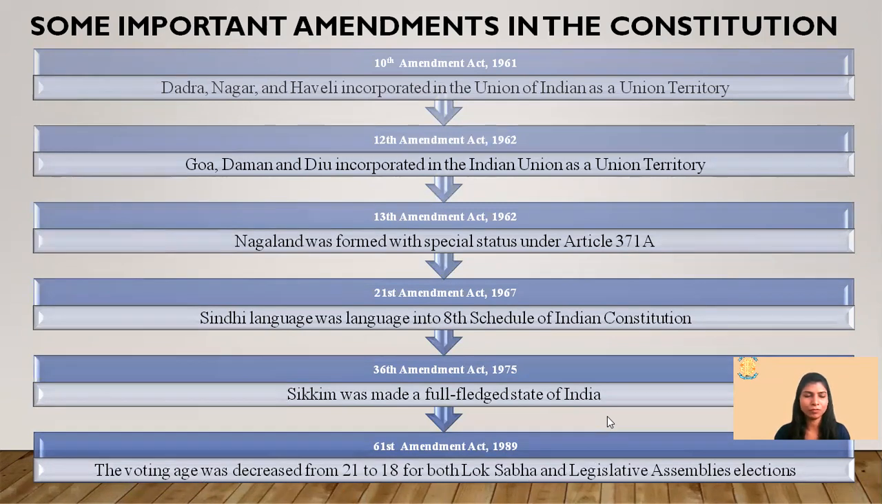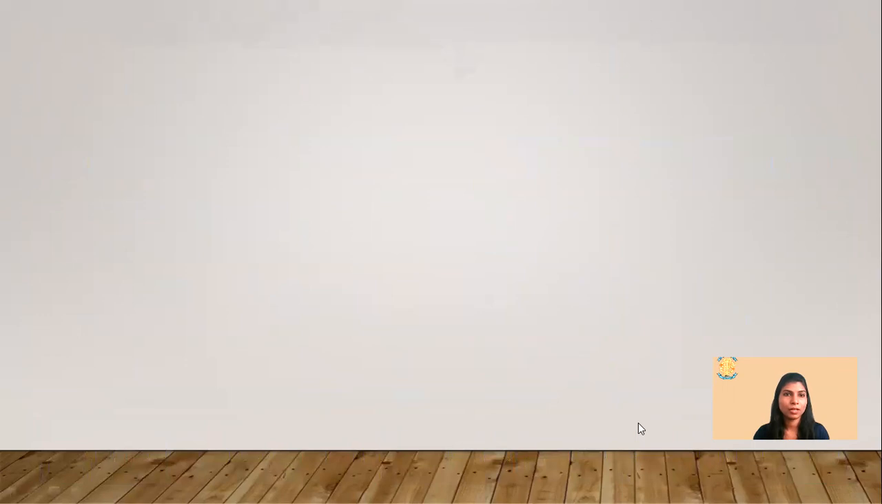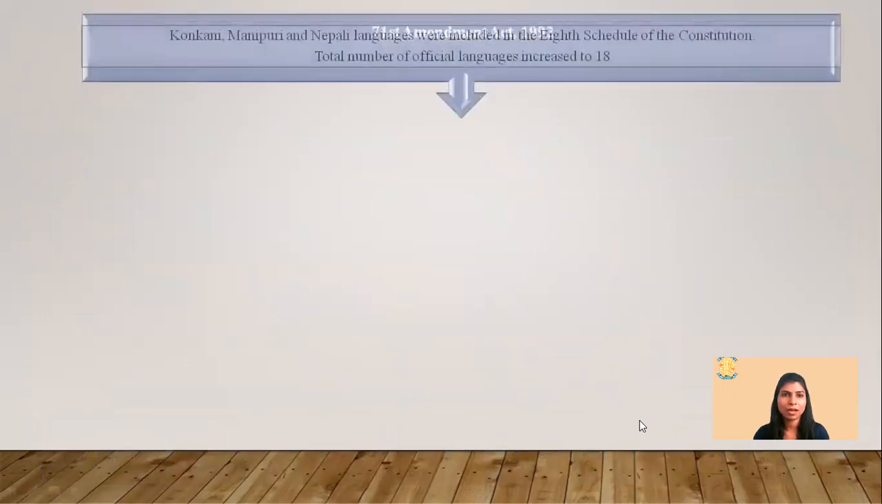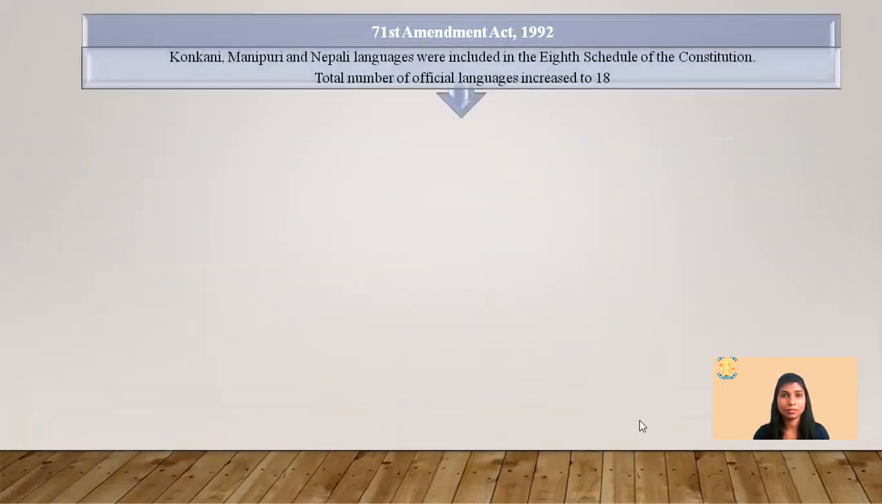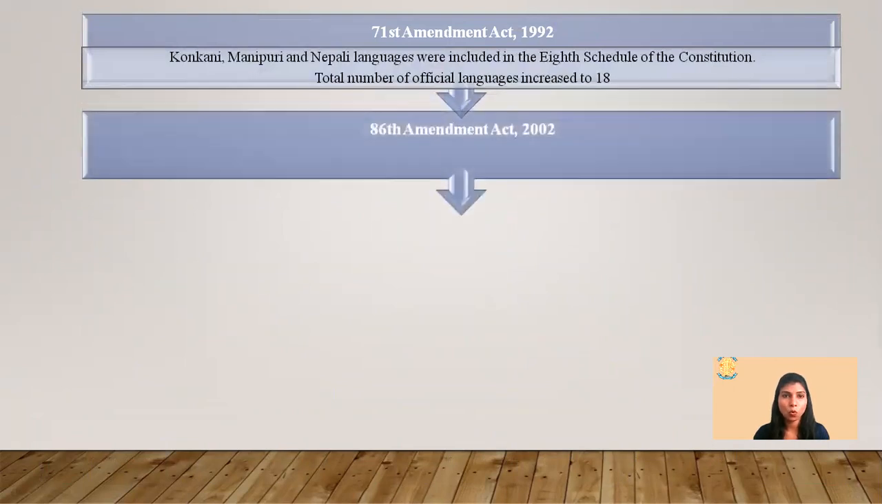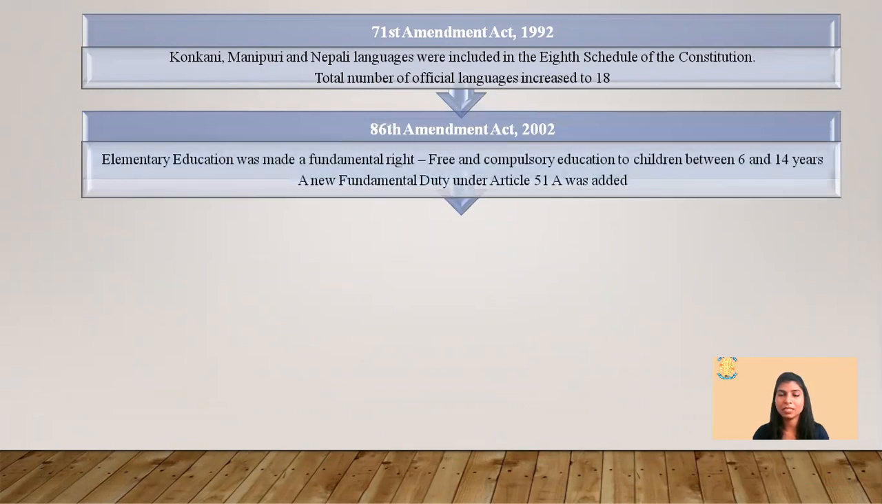So we need to do such amendments. Not only in the constitution, we do amendments in our laws also. The next important amendment is the 71st amendment, in which Konkani, Manipuri and Nepali languages were included in the 8th schedule of the constitution. Now the total number of official languages increased to 18.